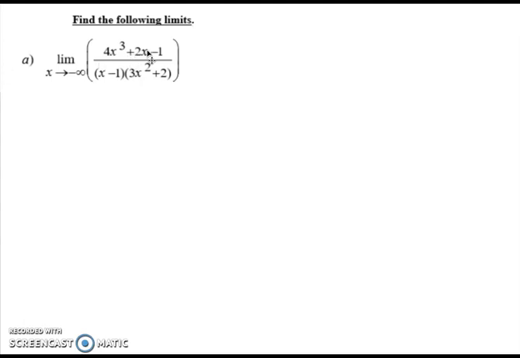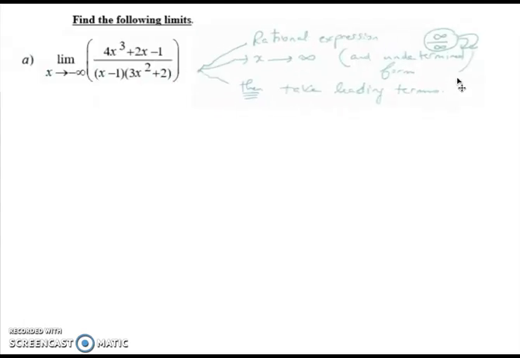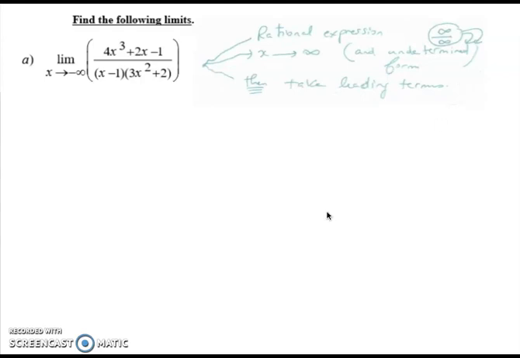If you look at 2x and negative 1, they are negligible in front of 4x cubed. And the same in the denominator, if we develop, we have 3x cubed, and the other terms are negligible in front of 3x cubed. And then we have a rational expression and x is tending to infinity, which is leading to undetermination. Then we take the limit of the leading terms.